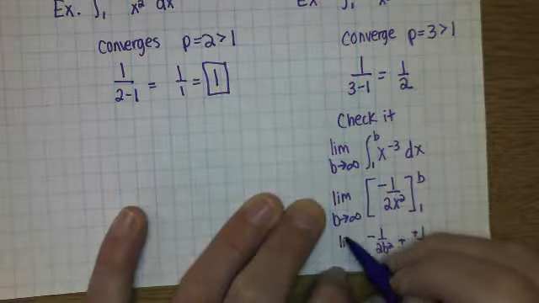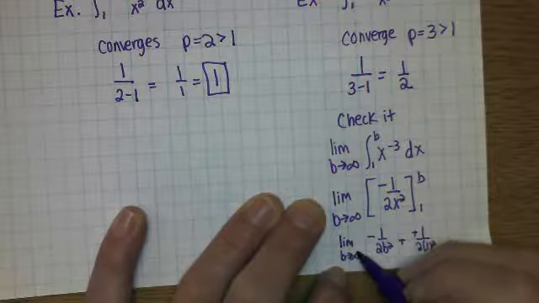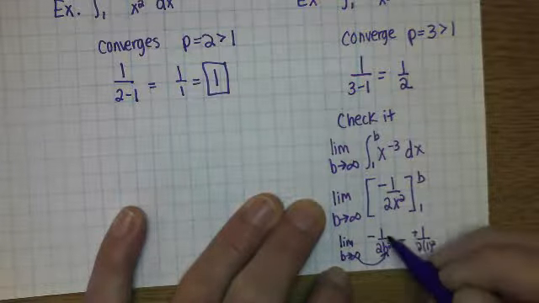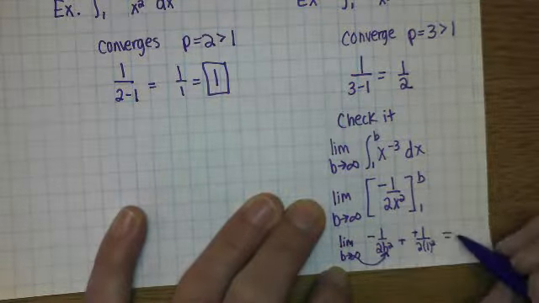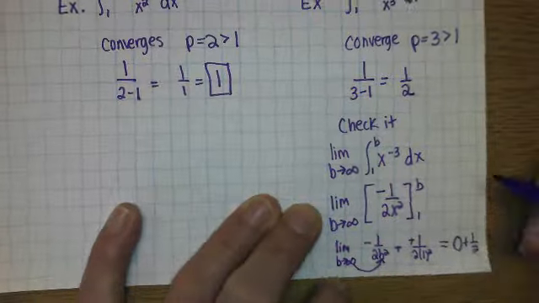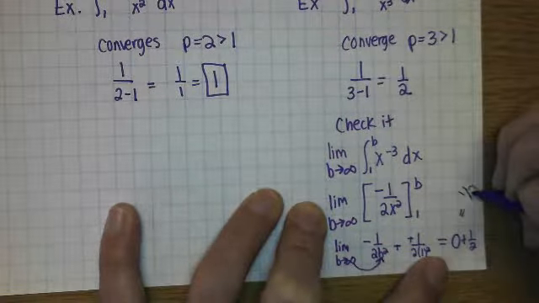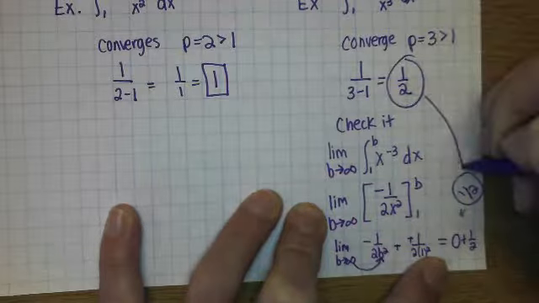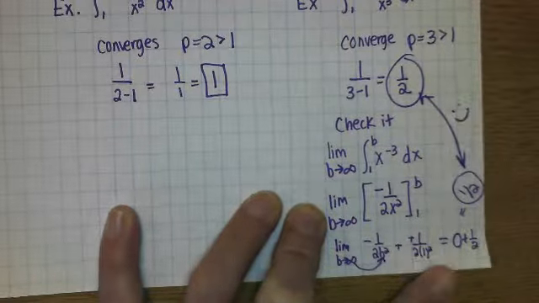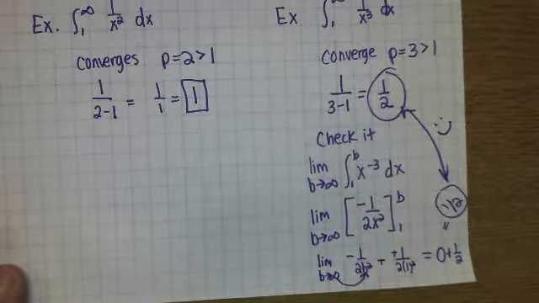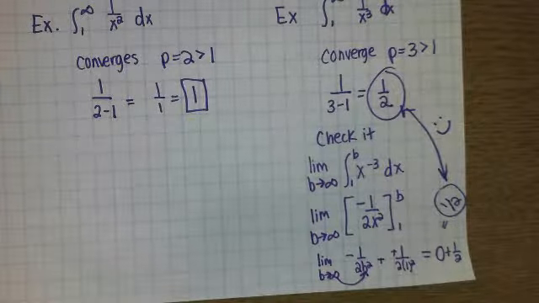When I take the limit as b goes to infinity, when I stick infinity in here, this term is going to go to 0, so this will be 0 plus 1/2, which equals 1/2. And that's what we said, right? Yay! It works. So it's a nice little time saver for sure, and it really can help us on the AP exam.